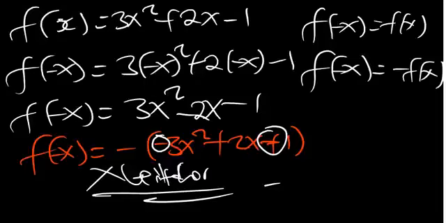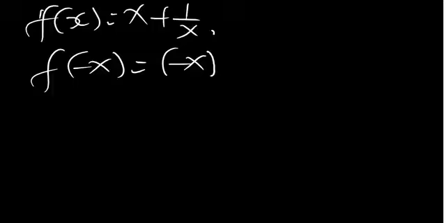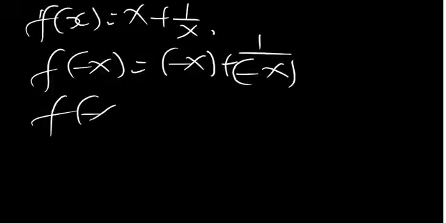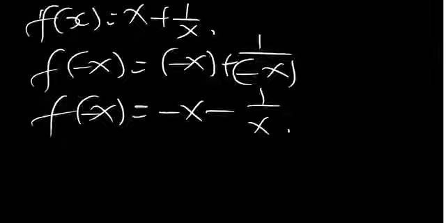Okay, so now let's have another one. Let's say we have f of x is equal to x plus 1 over x. Is this function even or odd? Okay, so f of negative x is going to be negative x plus 1 over negative x. So this is going to be equal to negative x, and with the negative there, we're going to have negative 1 over x. Now this is not the exact same as what we have there, therefore it's not an even function.